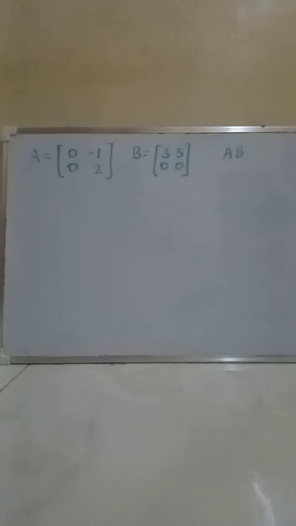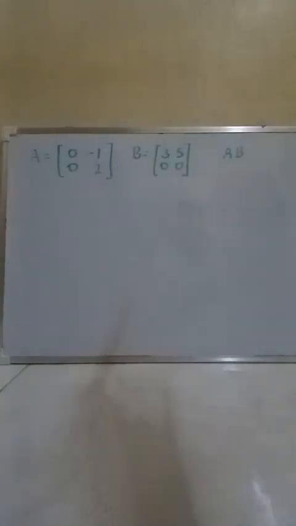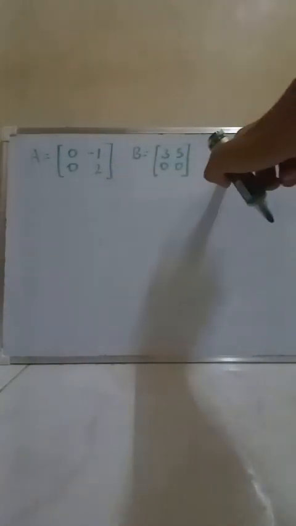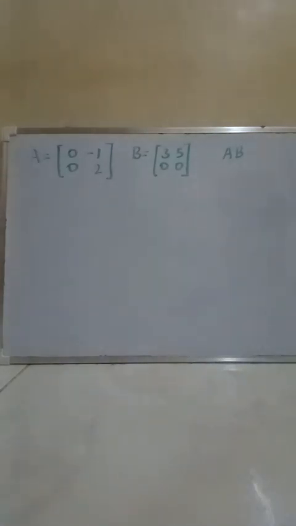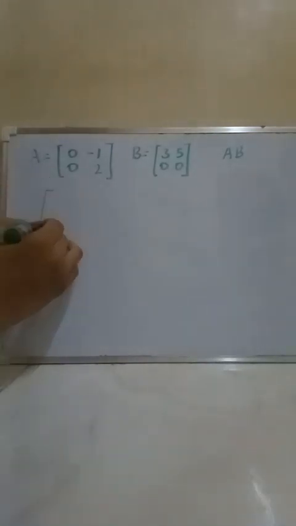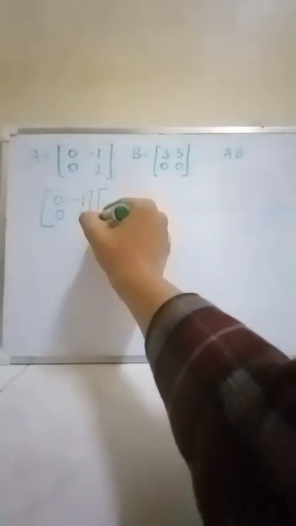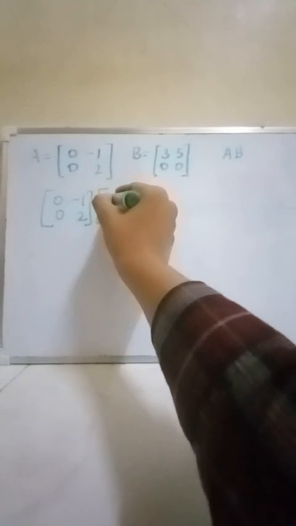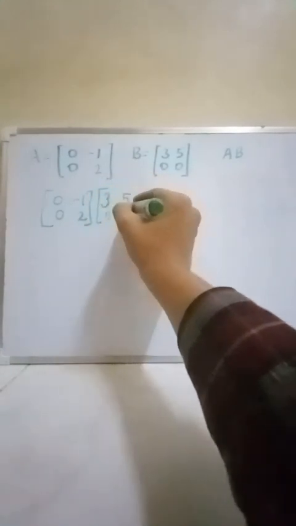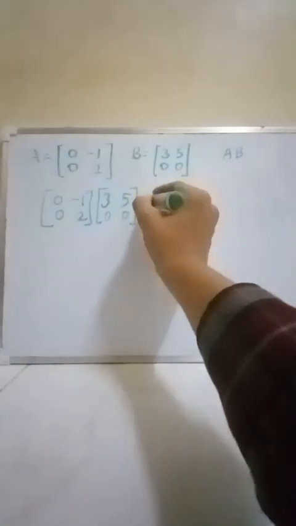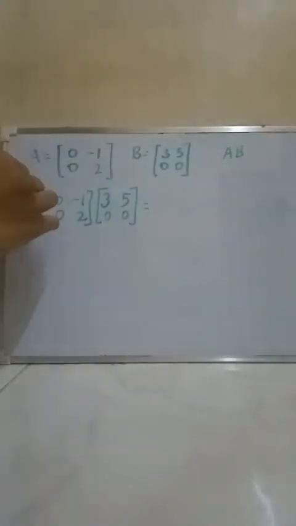Next we will be doing one question to prove an important property of multiplication. So here we are having two non-zero matrices, right? Now they have told us to find the product AB. To do this, first write A, then write B, and do the multiplication. So first row with first column, right?